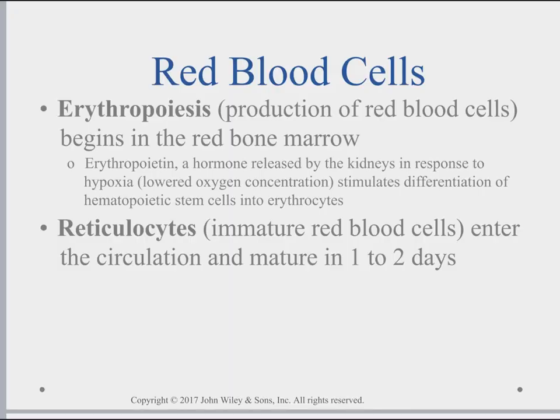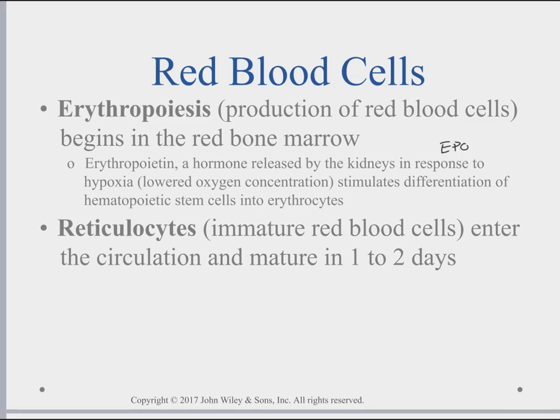We introduced a word on this last slide called erythropoiesis, and we didn't really define it yet, so we're going to define it here. Erythropoiesis is the production of red blood cells. It does begin in the red bone marrow. Now, there is a hormone that's going to be released from the kidneys. It's called erythropoietin, or EPO. Now, we release EPO from the kidneys in response to low oxygen concentrations, or hypoxia. This is going to stimulate differentiation of hematopoietic stem cells into erythrocytes.